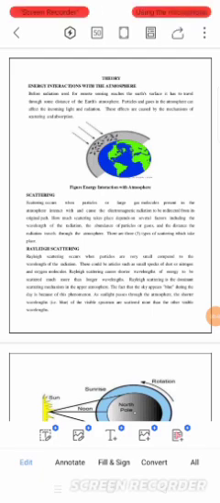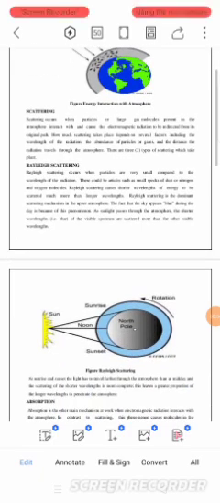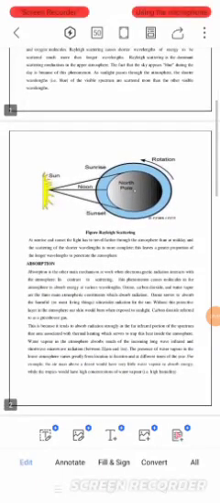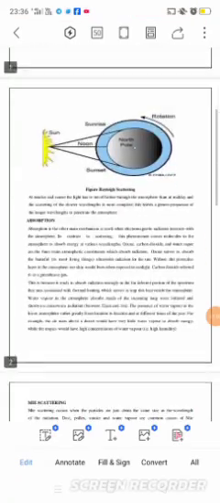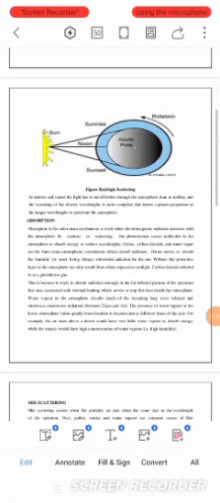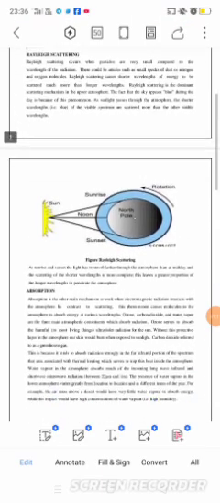There are three types of important scattering. The Rayleigh scattering occurs when the particles are very small compared to the wavelength of the radiation. The figure indicates the Rayleigh scattering.